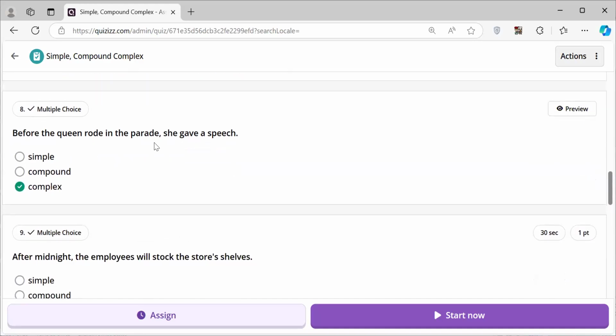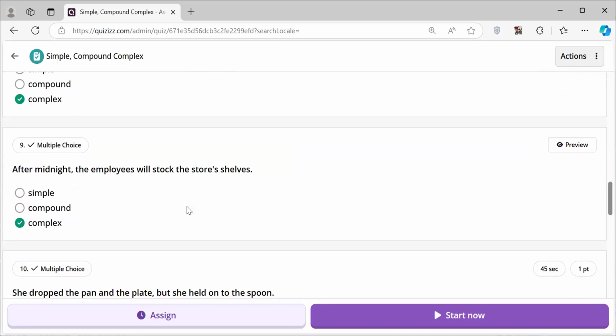Before the queen rode in the parade, he gave a speech. The sentence is complex because the dependent sentence came first and there's no fanboy. Where is the conjunction? Before. Coordinating conjunction or subordinating conjunction? The word before here is coordinating or subordinating? Subordinating. Yes, excellent. Thank you.